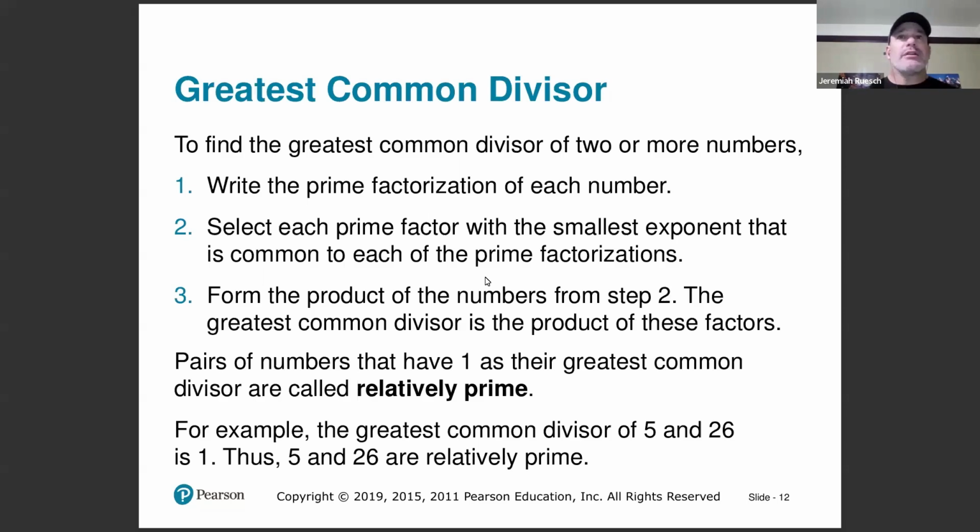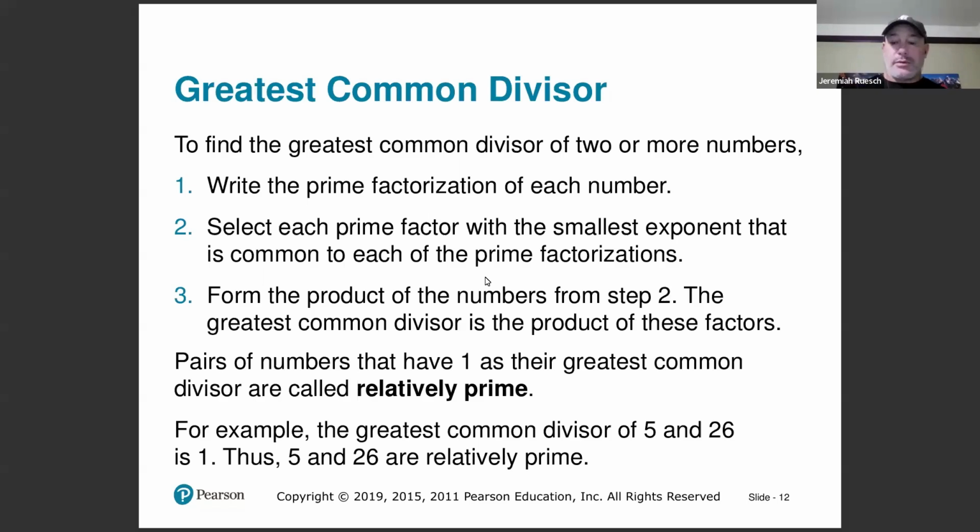So how do you find the GCD? It's a mechanical process in some sense, where you look at the prime factorization of each of the numbers. You do the factor tree of each number, and then you select each prime with the smallest exponent in common for each of the prime factorizations. Then from there, you form a product. It feels kind of funny to say, but it's the biggest, smallest number that goes into both numbers evenly.